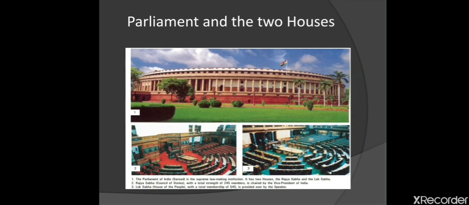So number 2 picture is of Rajya Sabha. Rajya Sabha is also known as Council of States with a total strength of 245 members and is chaired by the Vice President of India. And the third picture is of Lok Sabha. Lok Sabha is also known as the House of the People with a total membership of 545, and it is presided over by the Speaker. So the Speaker is the President here.